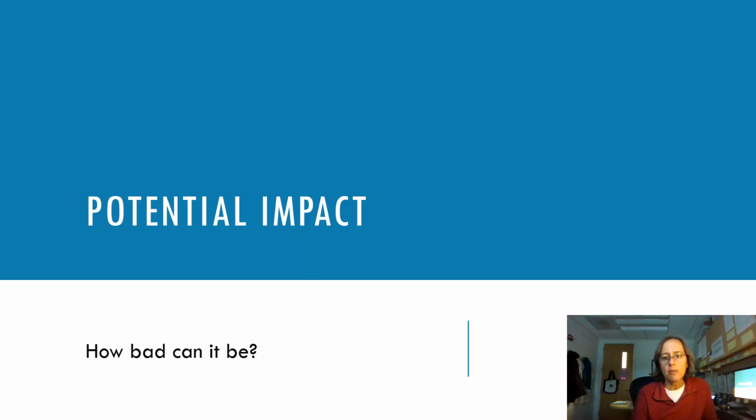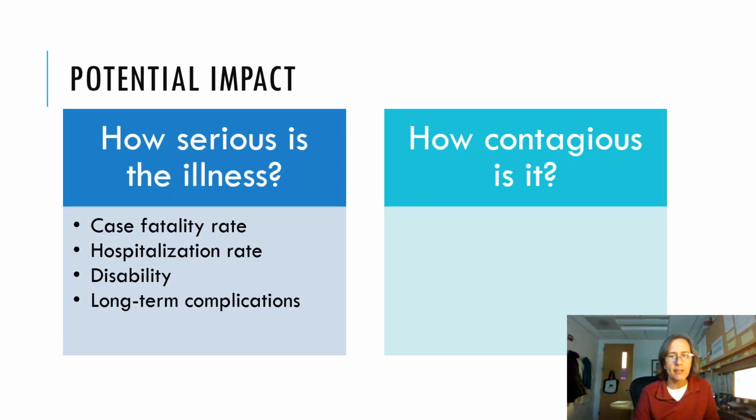The next thing we want to do is get a sense of a potential impact. How bad can this be, right? How bad can these different infections, these different communicable diseases be? The potential impact, or how bad it's going to be, is going to depend on two main factors. One is, how serious is the illness itself? So if you get infected, what is the case fatality rate? How many people that get infected with this die? What is the hospitalization rate? How many people don't die, but they get really sick and they're in the hospital? Or disability, right? How many people maybe don't die and maybe get put in the hospital, but have long-term consequences or suffering or decreased function because of it?